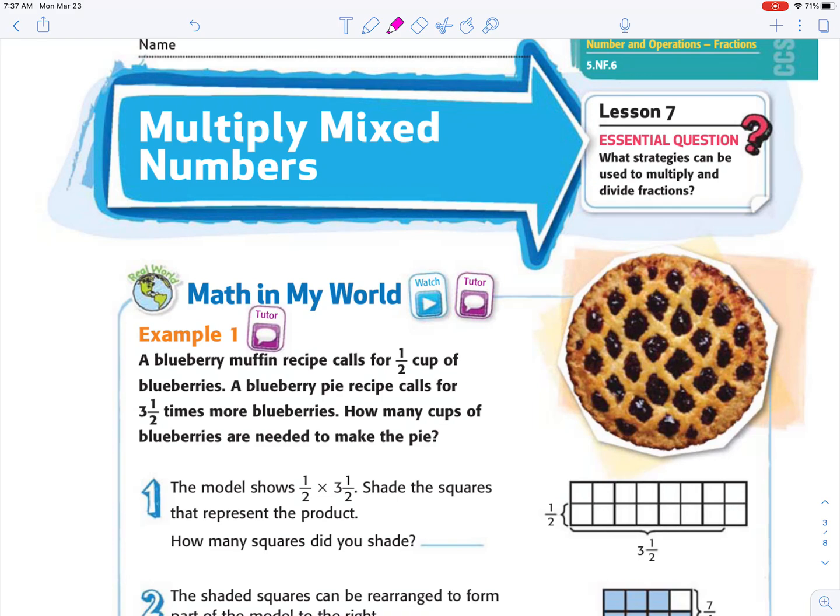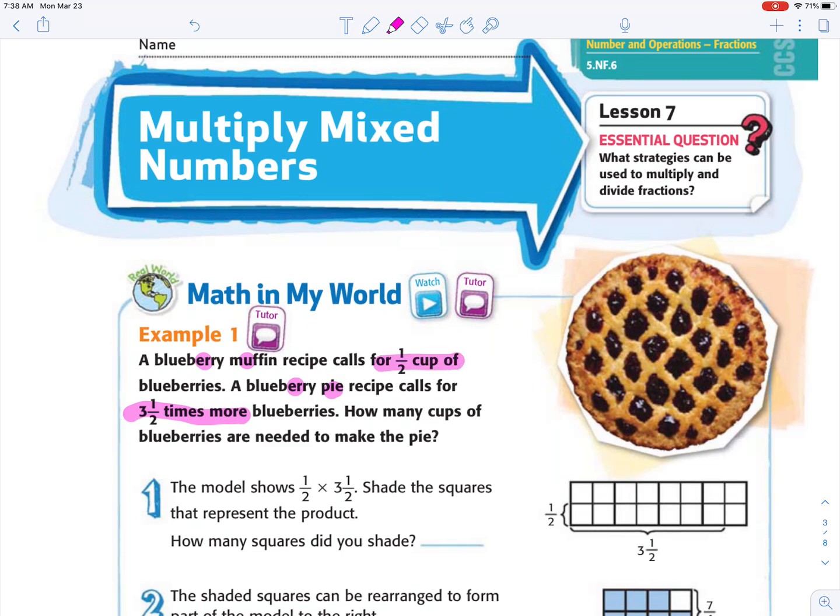A blueberry pie recipe calls for 3.5 times more blueberries. How many cups of berries are needed to make the pie? So the first thing that we see here is that we have a blueberry muffin. This is different than a blueberry pie in size. So therefore, it makes sense that you would have 3 times more blueberries in one than the other.